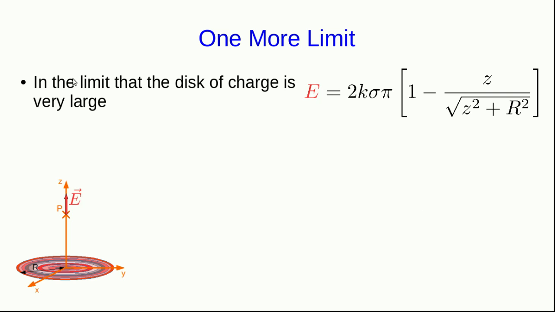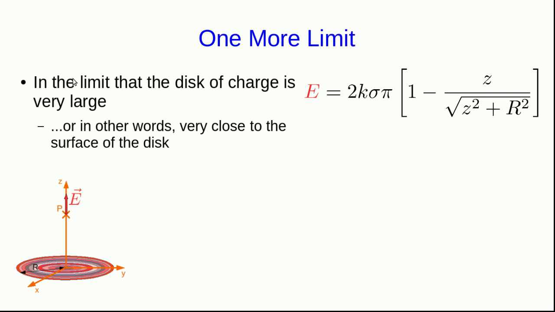And we're going to take the limit of a very large disk. Or similarly, you could think, instead of the size of the disk getting very large, you could think of the point P being very close to the disk. What we're really doing is saying that the size of the disk compared to the distance that we're looking from the disk is very large. And so we're thinking of letting the radius of the disk go to infinity, or equivalently, we're thinking of z going to 0. These limits are the same.